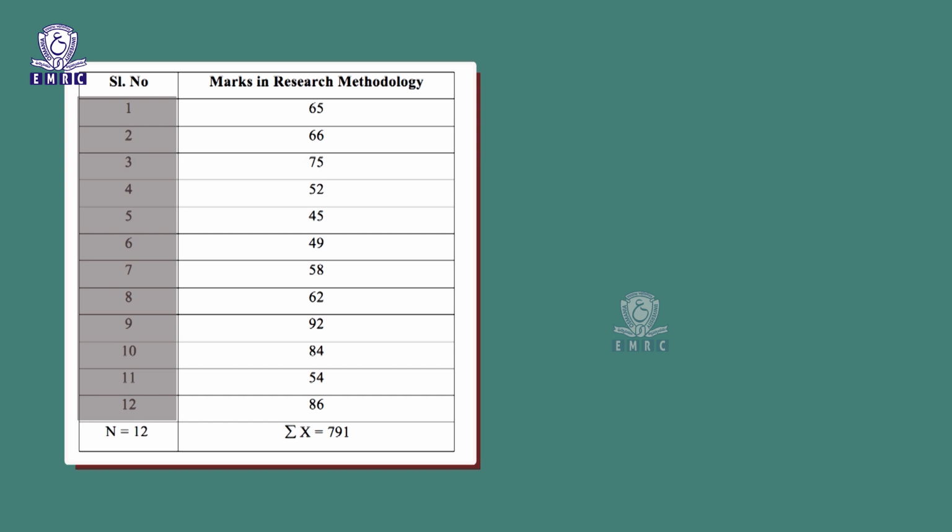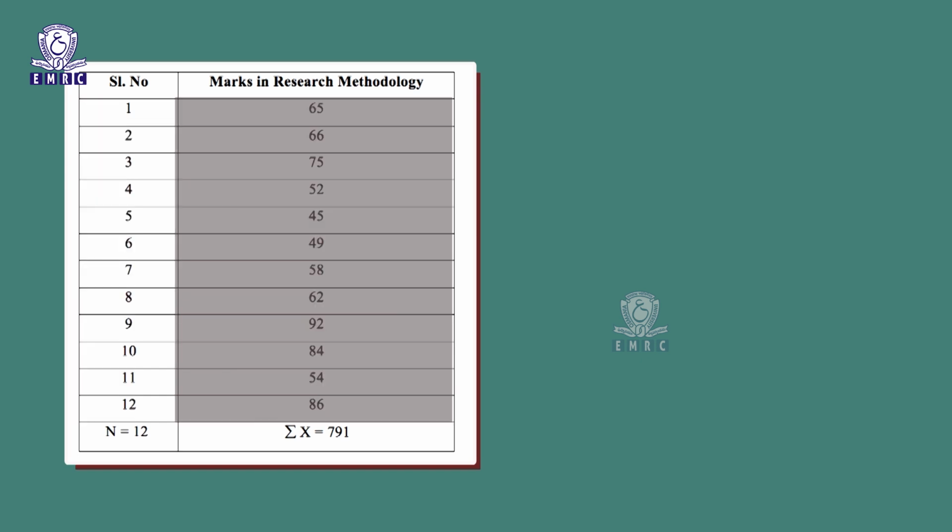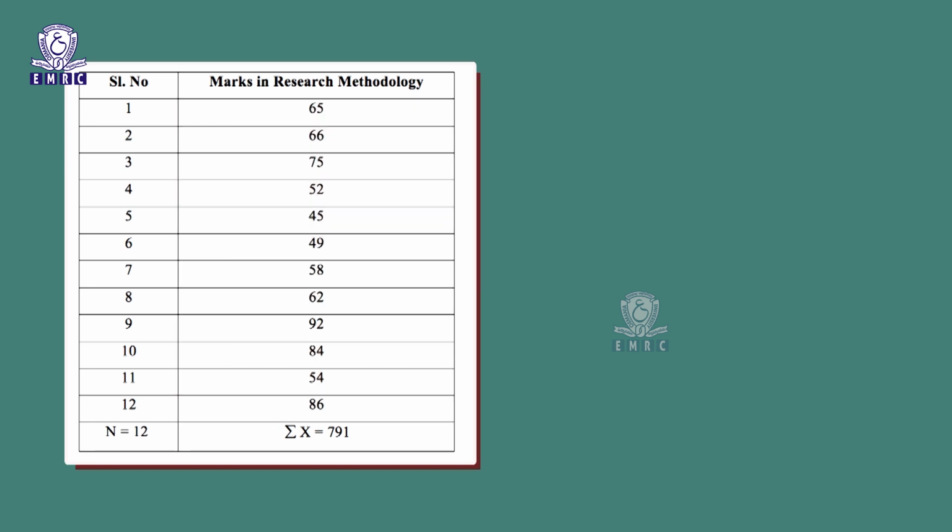In the first row, write the serial number, and in the second row, write the marks the students secured in research methodology. Then, the next step is to calculate the total of all the marks secured by the students, that is represented by sigma of x. The total of all the scores is 791 and the number of items is 12. That means the marks of 12 students constitute 791.